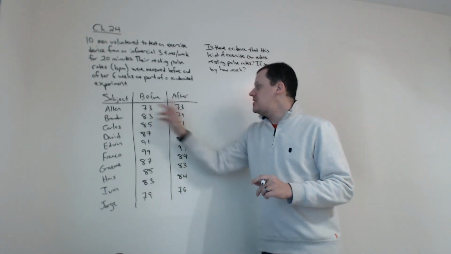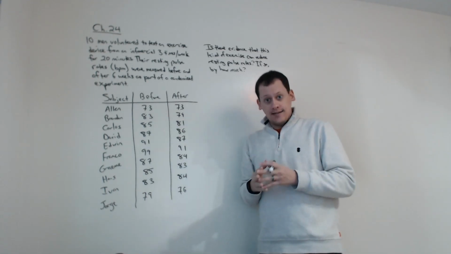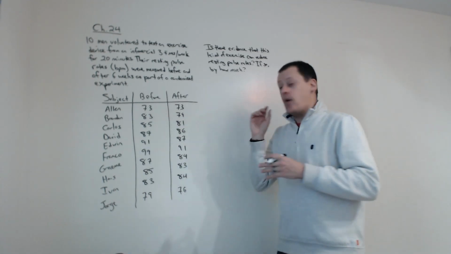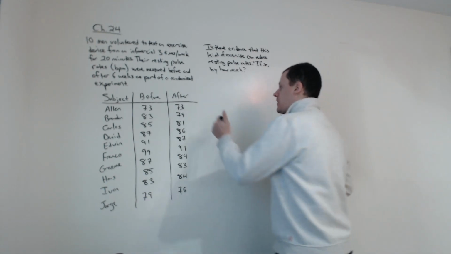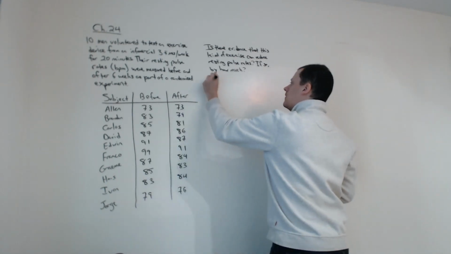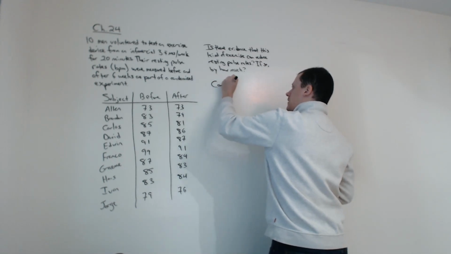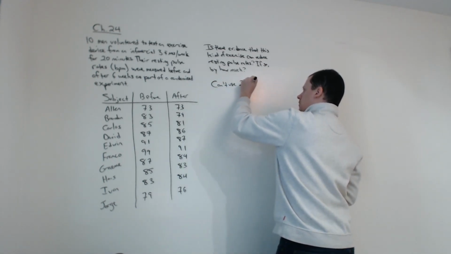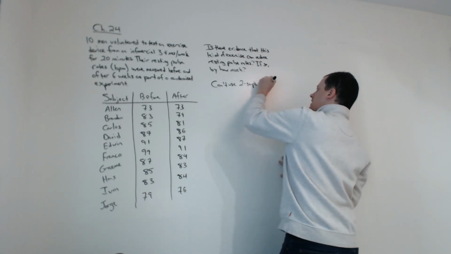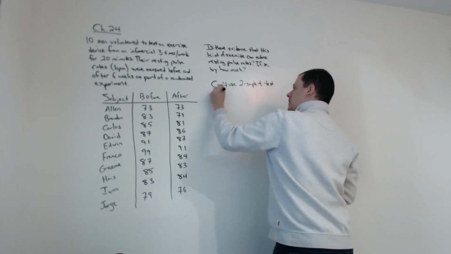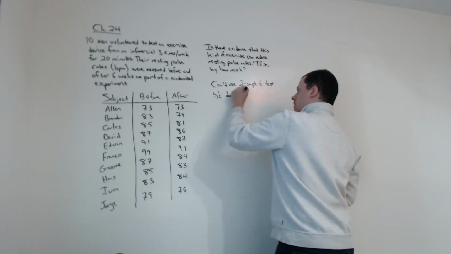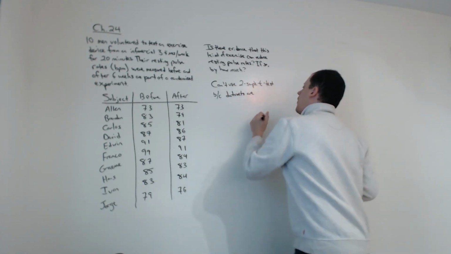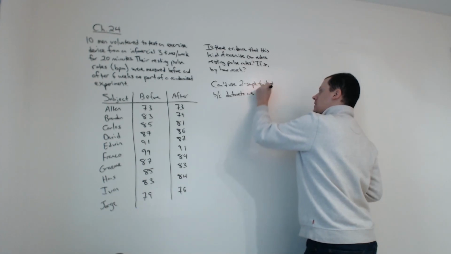We're going to turn these two paired data sets into a single data set that is just the differences between the two. So we can't use the two-sample t-test because the data sets are not independent.